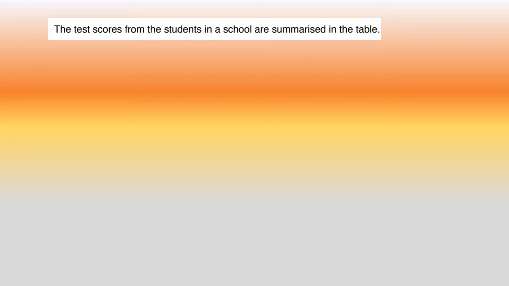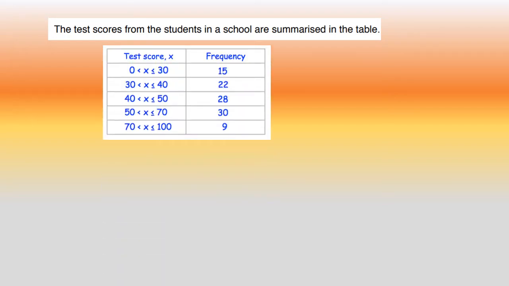The first question is, the test scores from the students in a school are summarized in the table. The test scores are summarized as 0 to 30, 30 to 40, 40 to 50, 50 to 70, and 70 to 100. Frequency means the number of students. It's given in the table.